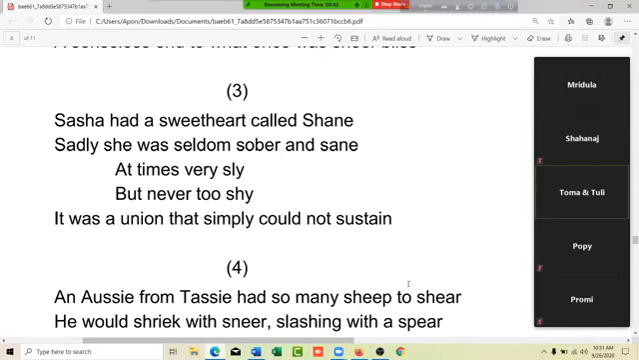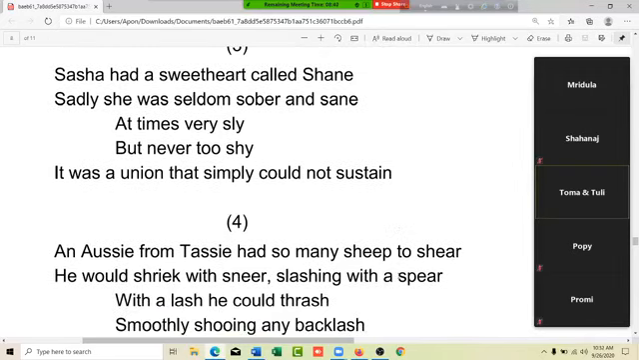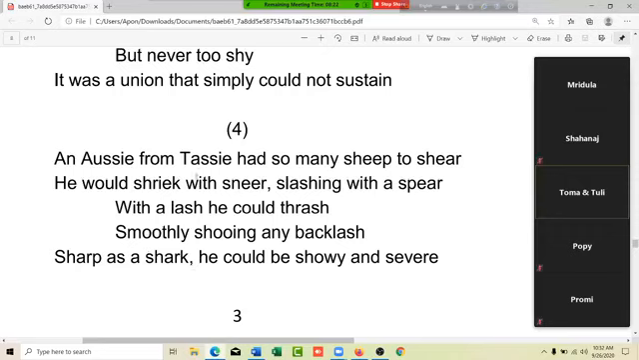Poem number 3. Sasha had a sweetheart called Shane. Sadly, she was seldom sober and sane. At times very sly, but never too shy. It was a union that simply could not sustain. Poem number 4. An Aussie from Tassie had so many sheep to shear, he could shriek with snare, slashing with a spear. With a lash he could thrash, smoothly showing any backlash. Sharp as a shark, he could be showy and severe.